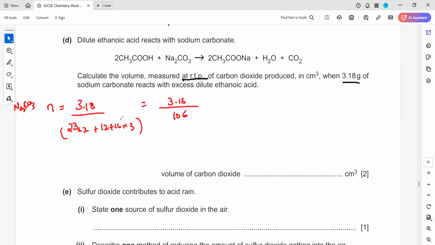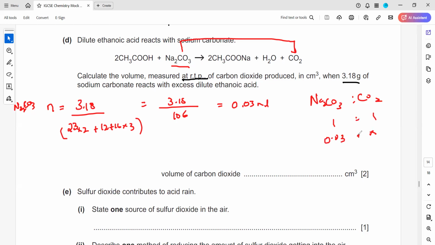Yeah, D part, 16. Final answer? 0.03 mole we will get for sodium carbonate. From moles of sodium carbonate, we'll get the moles of carbon dioxide, but here the ratio is 1:1. So the 0.03 will give us the same number of moles of carbon dioxide. Now we need the volume in cm cube.